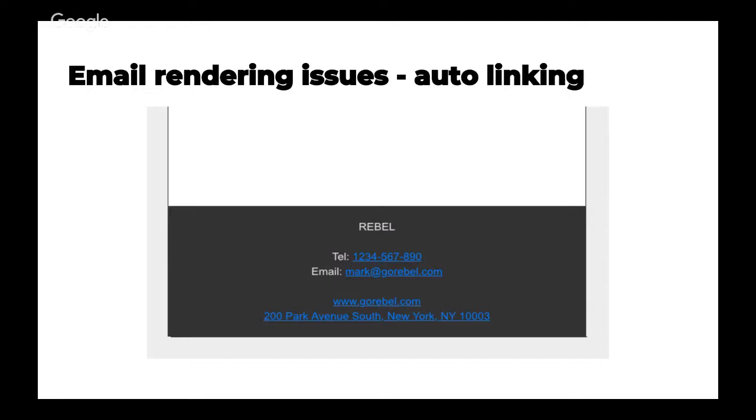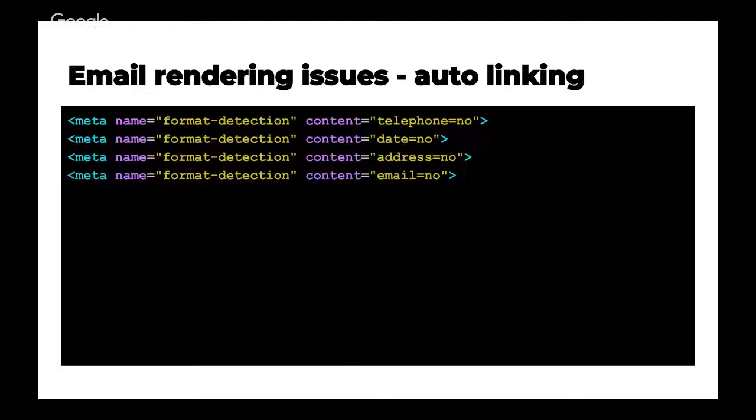So how do we deal with this? How do we fix this? The first option is there's these meta tags. So we have the name, format detection, content, telephone equals no, date equals no, address equals no, or email equals no. So what this is intended to do is to say, don't automatically detect this and convert these into links.